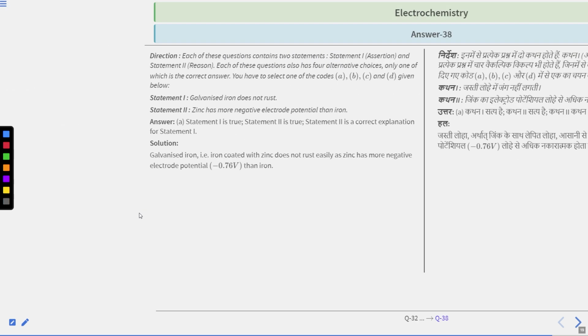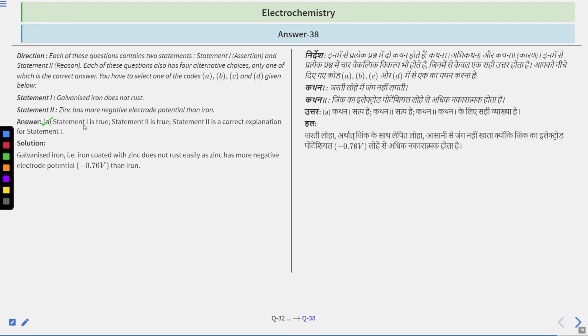Okay. Let's see. The correct answer is option A, that Statement 1 is true, Statement 2 is also true, and Statement 2 is a correct explanation for Statement 1. Galvanized iron, that is iron coated with zinc, does not rust, because we do the galvanization process for iron for the prevention of rusting, right? Easily, as zinc has more negative electrode potential than iron. So zinc has more negative electrode potential, so its reducing power will be less.